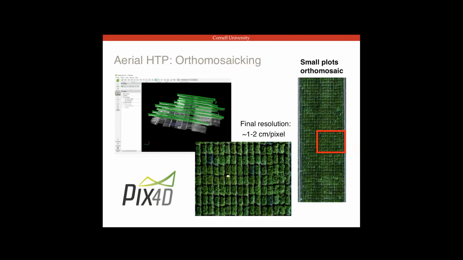I put up our Ortho mosaic of the small plots area from one time point, and I've taken out a section for you to see up close what it looks like. That little white thing in there is a ground control point. Our final resolution is 1 to 2 centimeters per pixel, so it's pretty good. Again, these are the 1 meter plots, so they're fairly small.